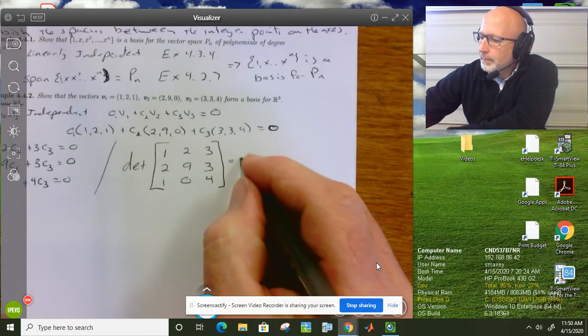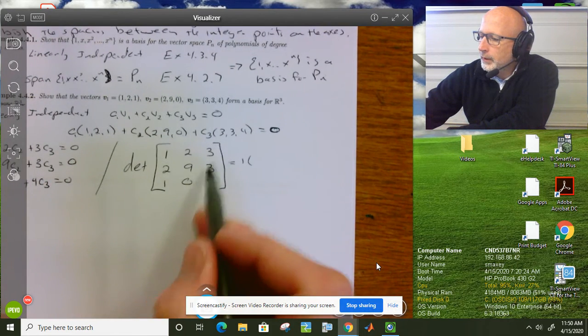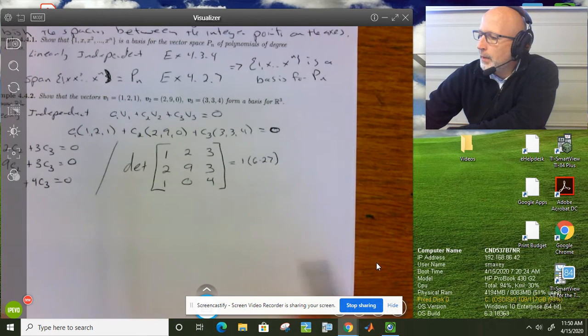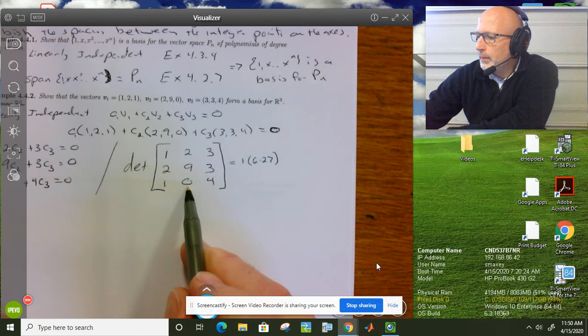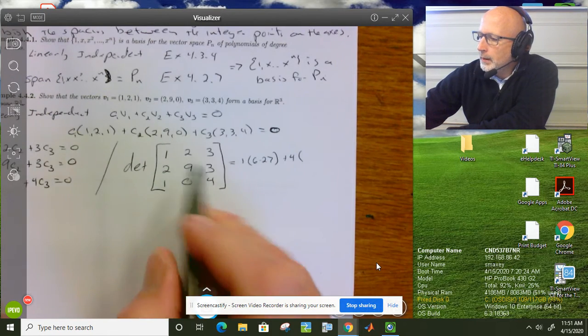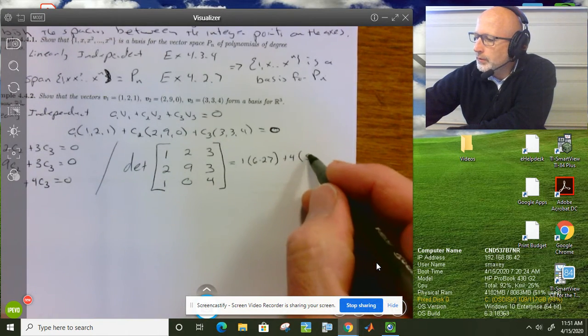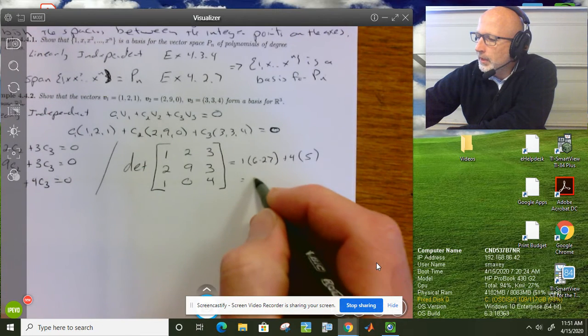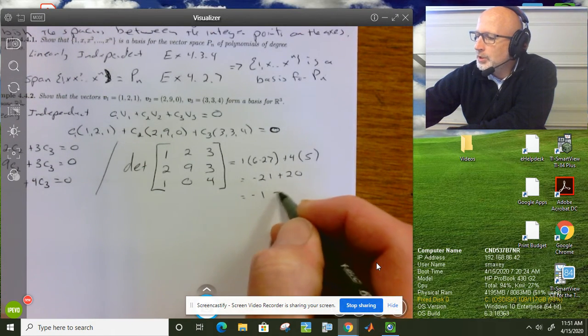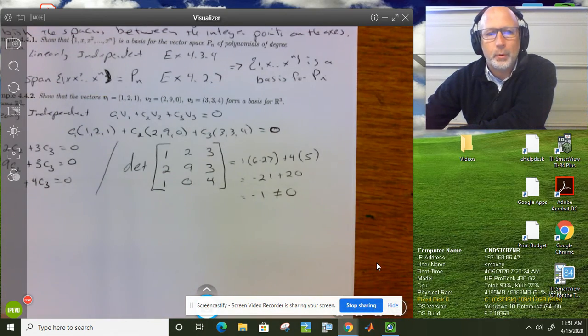So I have 1 times 6 minus 27. Minus 0, so I don't need to worry about the 0 because it's going to go away, plus 4 times 9 minus 4, which gives you 5. So this is equal to negative 21 plus 20, which is equal to negative 1, which is not equal to 0, and that's the important part there.